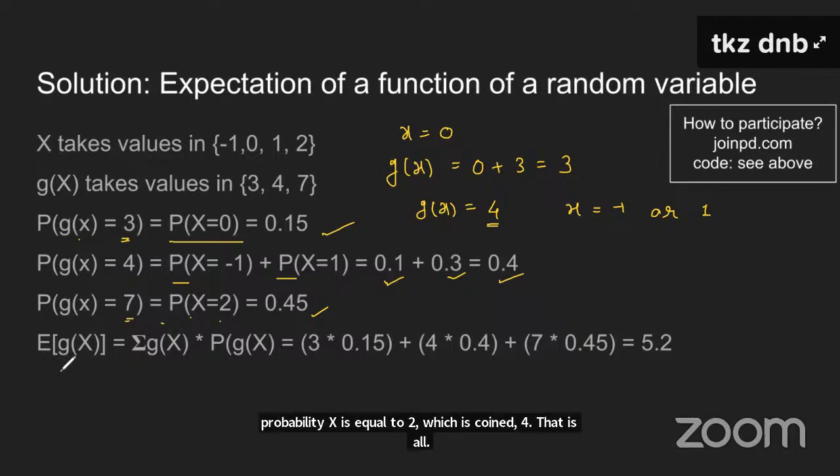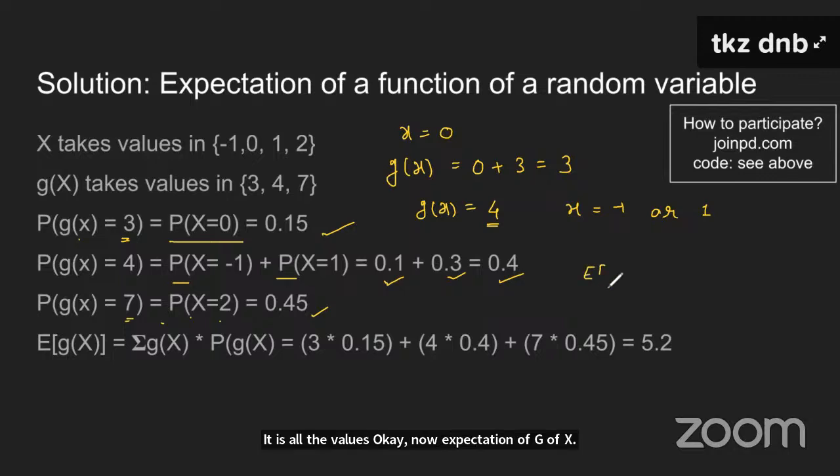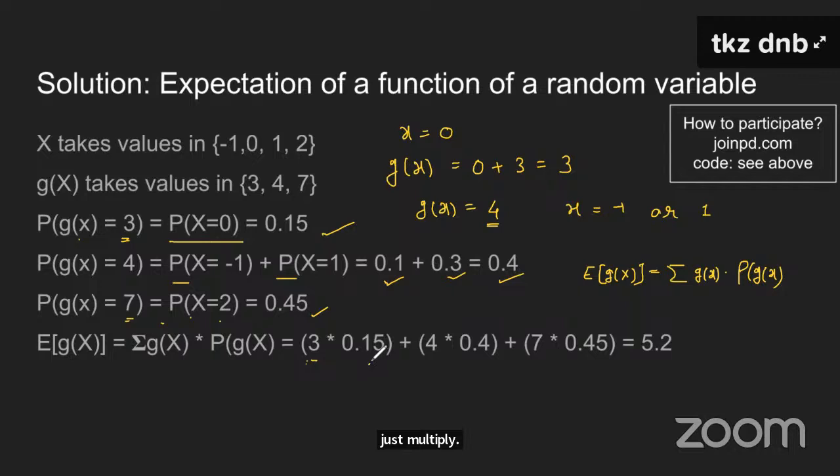Okay. Now the expectation of g of x. What is expectation? Expectation of any variable is nothing but the summation of g of x into the probability of g of x, right? So we will multiply g of x taking the value 3 into the probability of 3, 4 into the probability of 4, plus 7 into the probability of 7, which is 5.2. Okay. Any question regarding this?